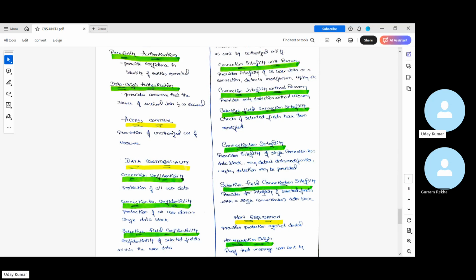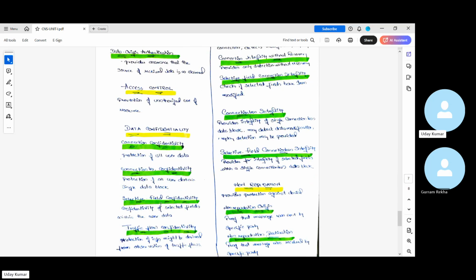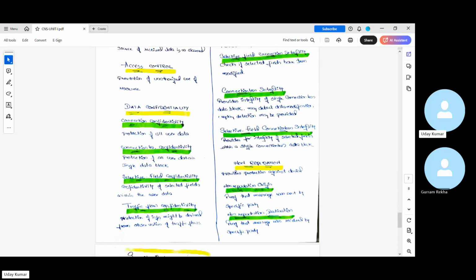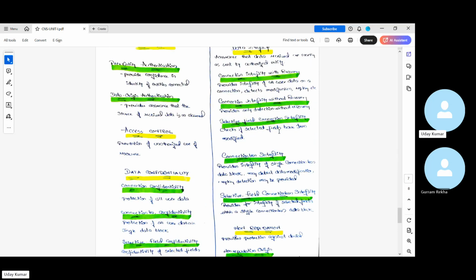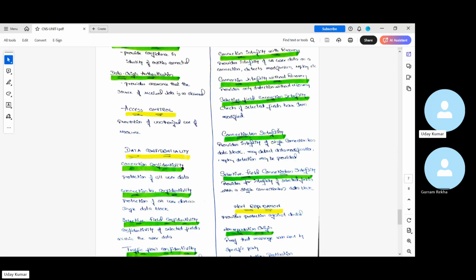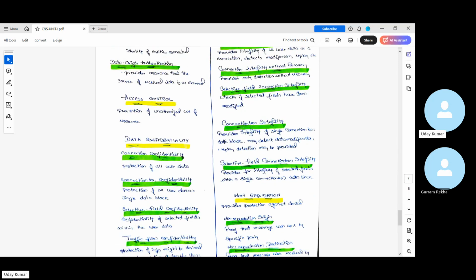Selective field connection integrity: check if the selected fields have been modified. You don't have to provide security or privacy on all the data fields; you can go for selected fields. On the selected fields, once the receiver receives the data, you have to check if it got modified. Next, connectionless integrity provides integrity on a single connectionless data block and may detect data modification. Replay detection may be provided.